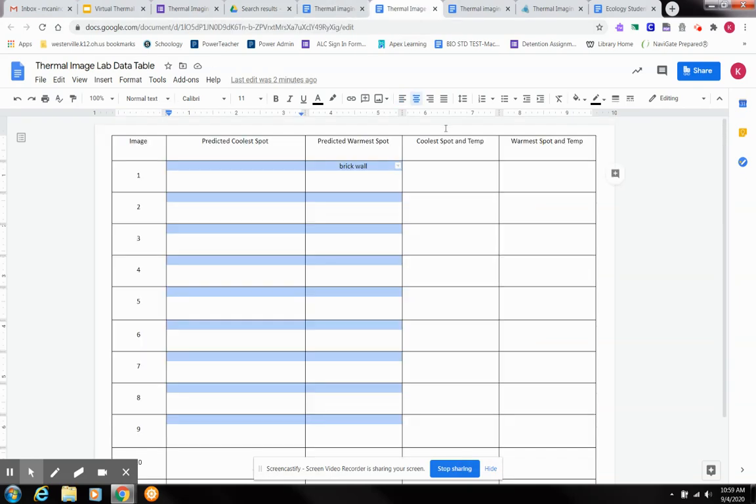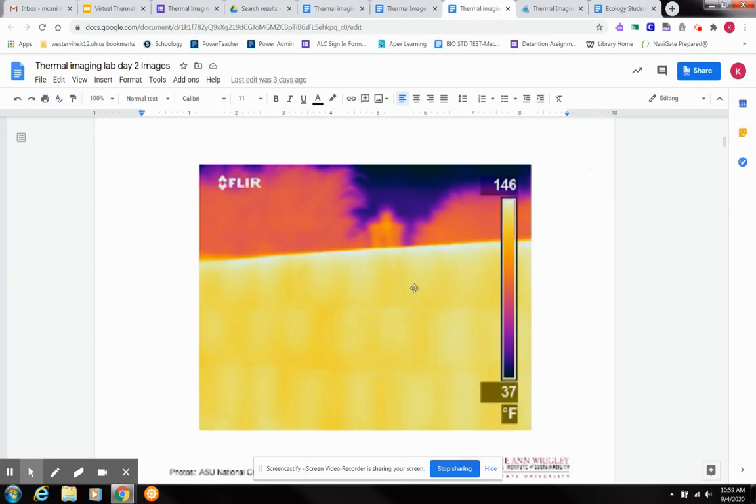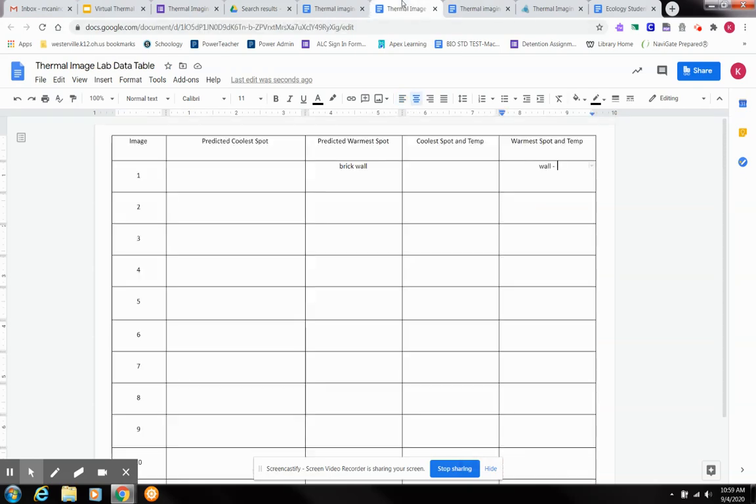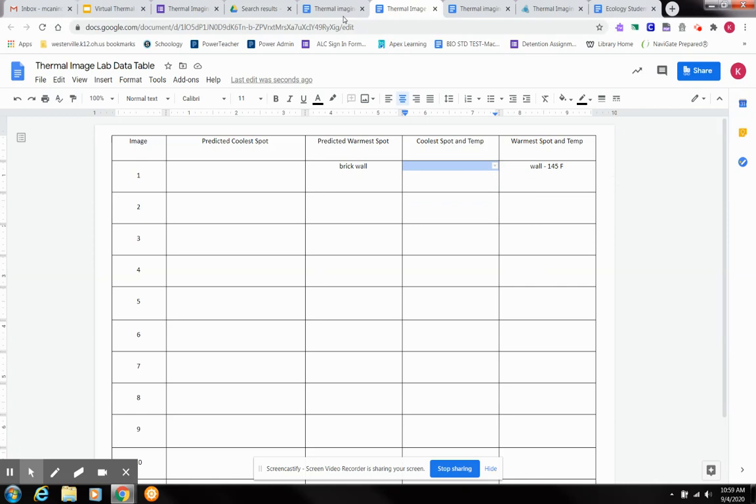So you're going to go back to your data table. Image 1, well, the warmest spot was the wall, but you also need to include a temperature reading. So go back here. See how it's like this bright white color? It's almost 146 degrees. I'd call that maybe 145 degrees. So in here, you're going to type 145 capital F for degrees Fahrenheit. Okay, so that's how you're going to fill out this column as well.